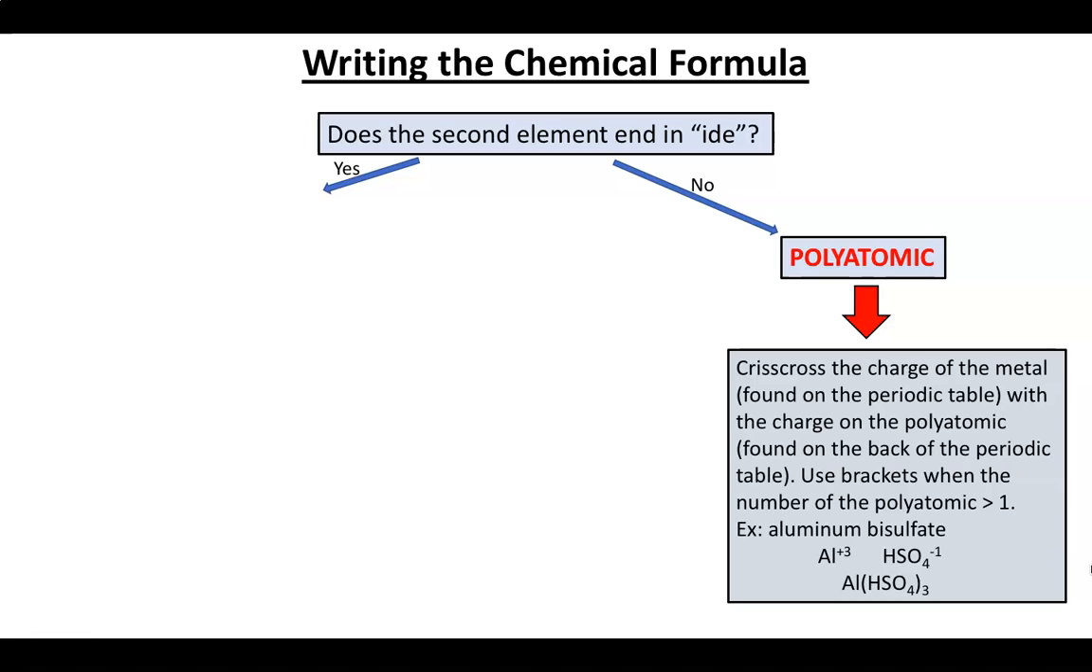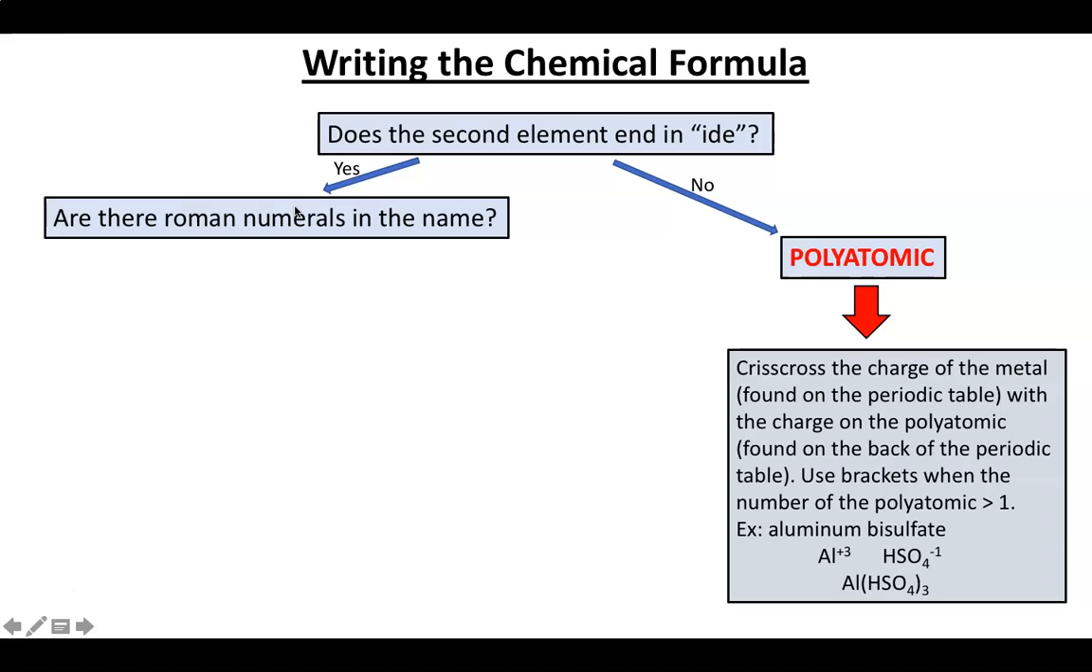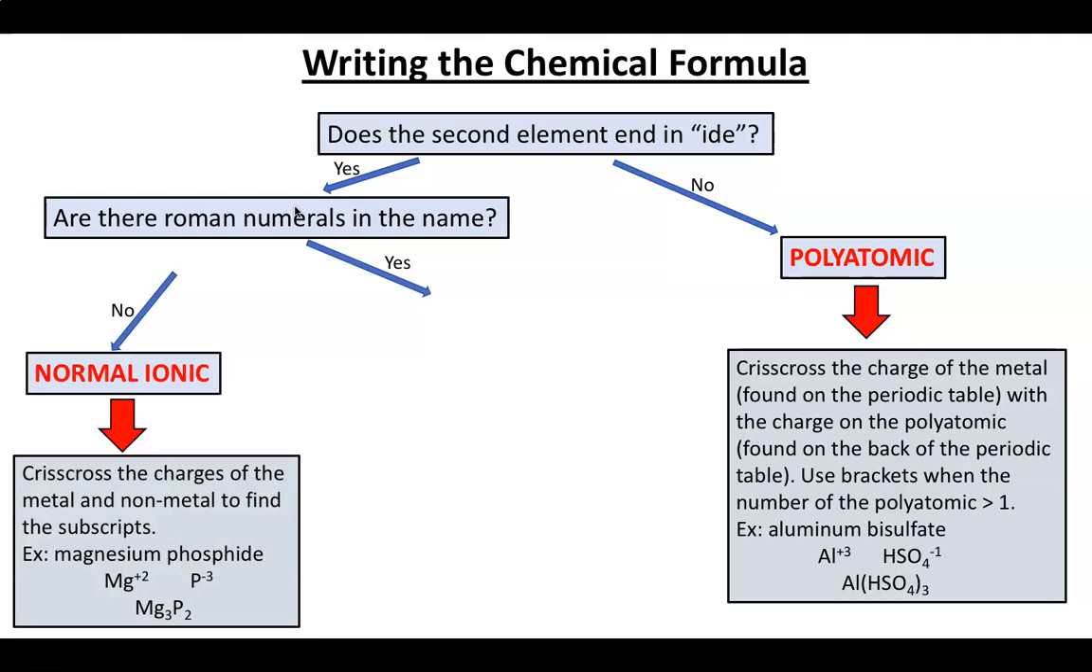If your ending does end in "ide," let's go up here and go the other way. The second question you need to ask is, are there Roman numerals in the name? If there's not, it's just a normal ionic compound. Just like normal, you crisscross the charges from the metal and the nonmetal to find the subscripts, those little numbers. So if we have magnesium on our periodic table, we'd figure out that it's a positive 2. Phosphorus has a charge of negative 3, and so we crisscross those and get Mg3P2.